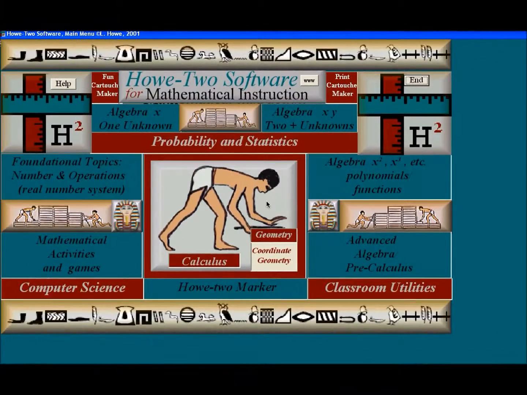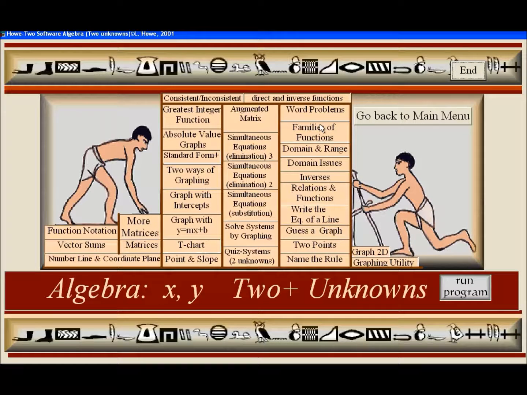Once students are exposed to standard form and y equals mx plus b form for equations in two unknowns, it becomes important that they be able to go between these two forms. So if you look in algebra, two unknowns here, you'll see there's a brick labeled standard form plus, and it's really a straightforward type of problem.